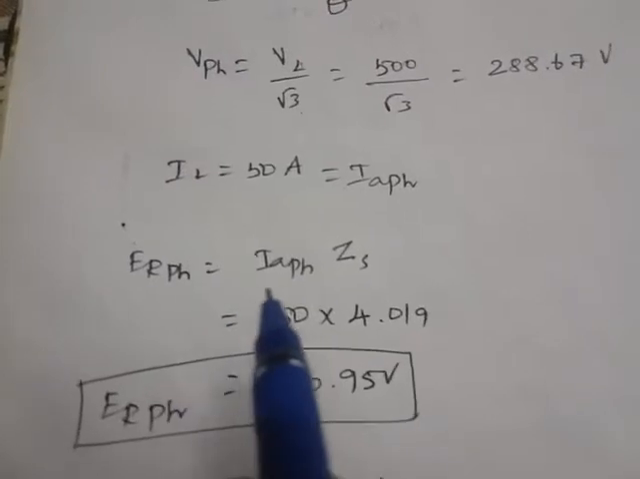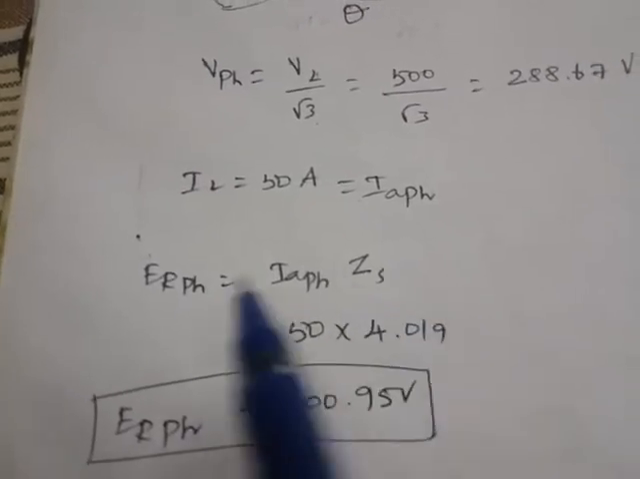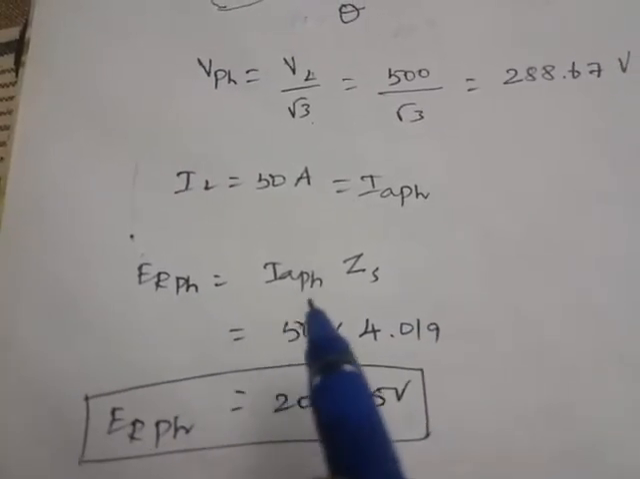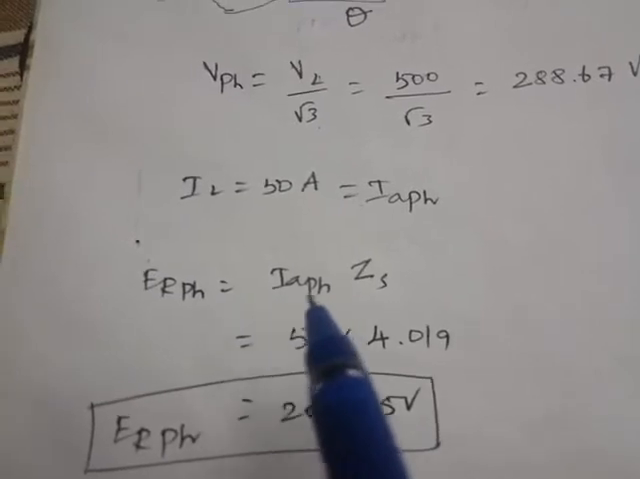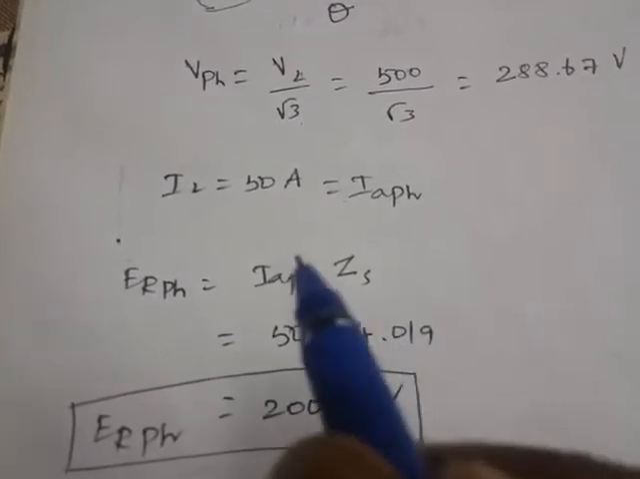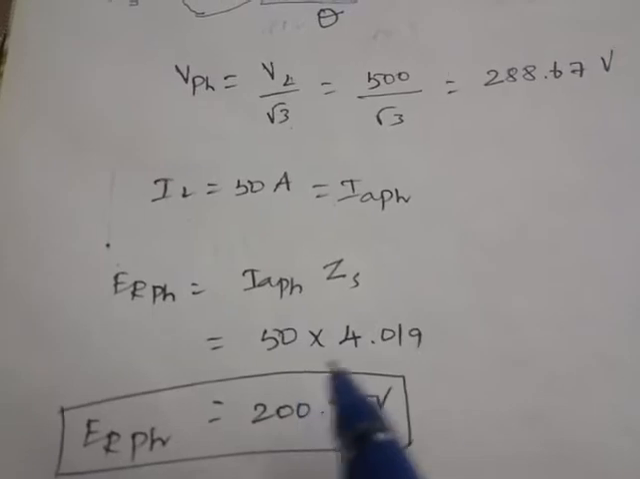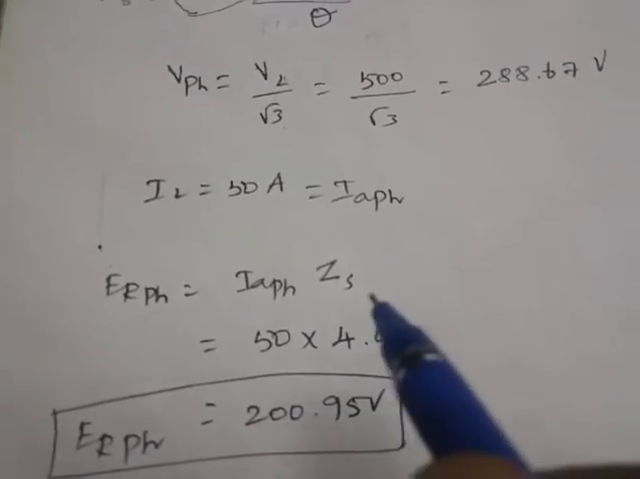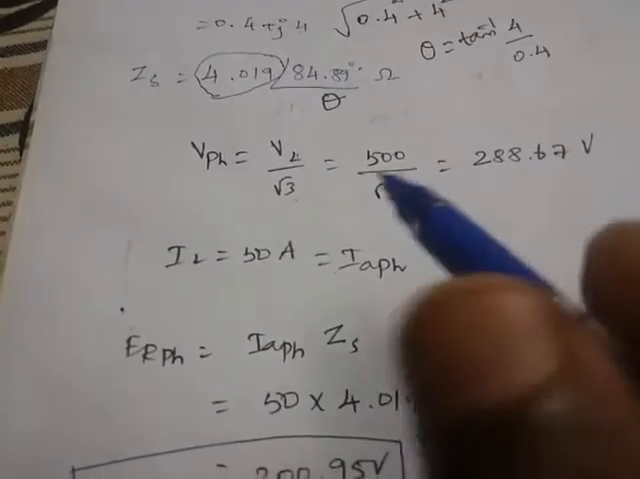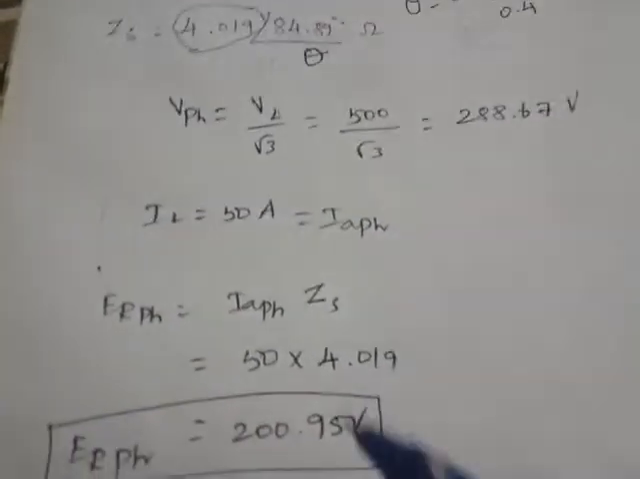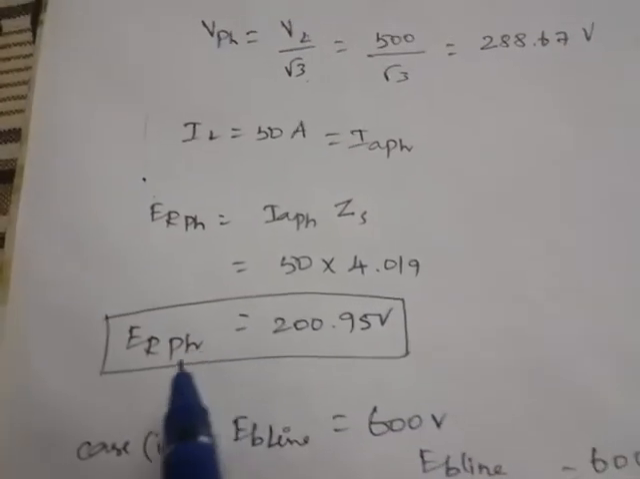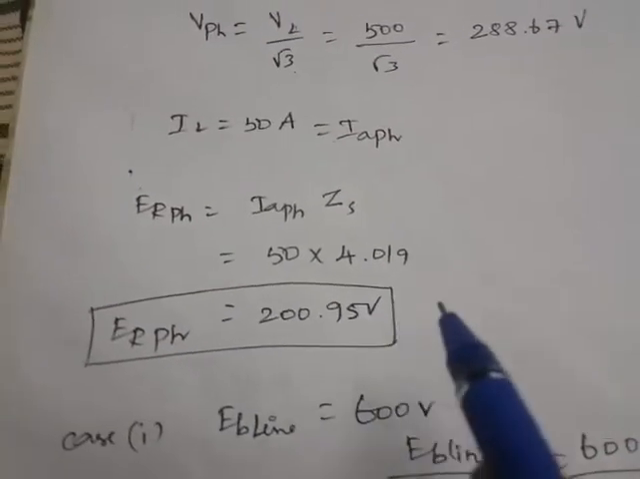So how to find the ER phase? ER phase equal to IA phase into ZS. ER means resultant phase, equal to armature current into ZS, the synchronous impedance. IA is already found, 50, into the ZS value 4.019. This is the magnitude. Substitute here and find out the ER phase. So ER phase equal to 200.95 volt.